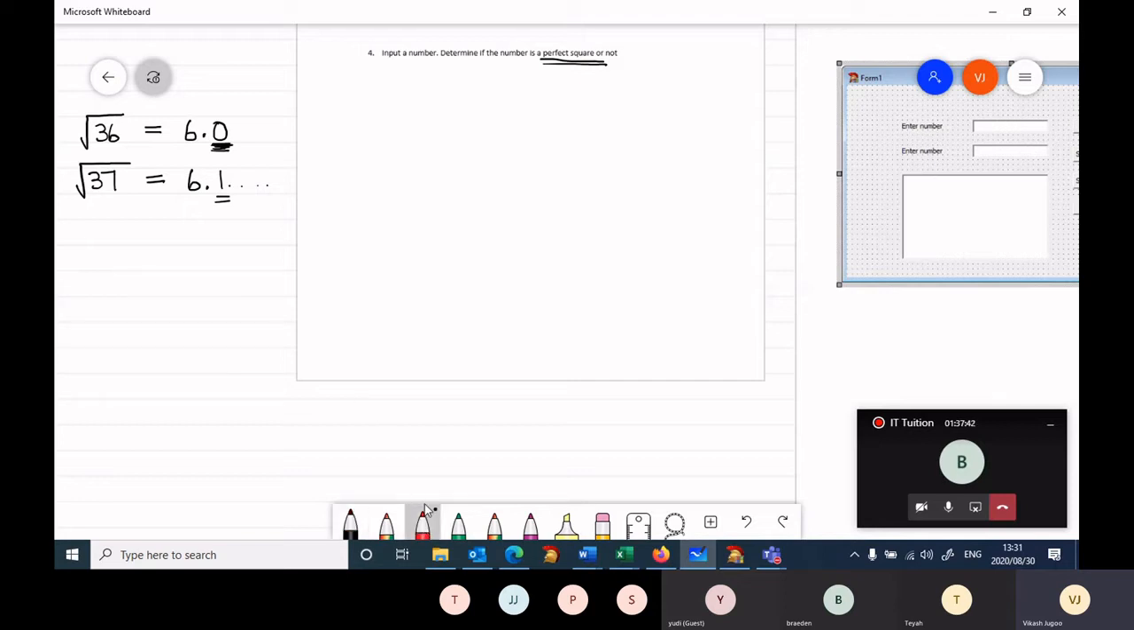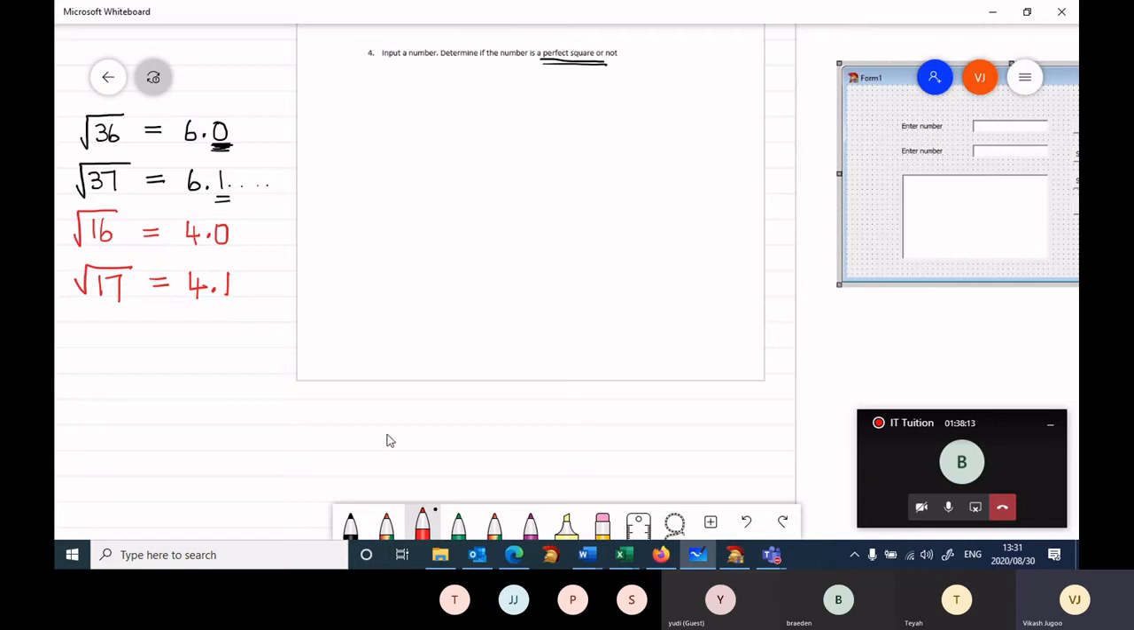Similarly, if I had to take a number like 16, the square root of 16 is 4.0, and the square root of 17 will be 4 and there is some remainder. I'm just assuming it's greater than 0, and I'm putting a 1 in there.